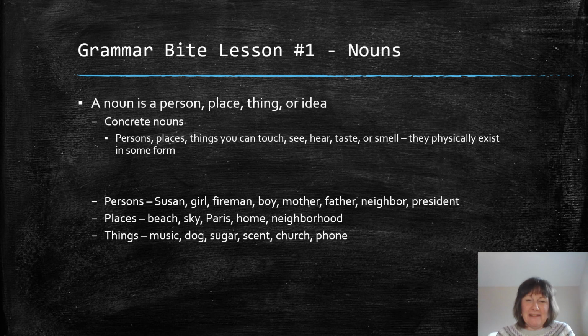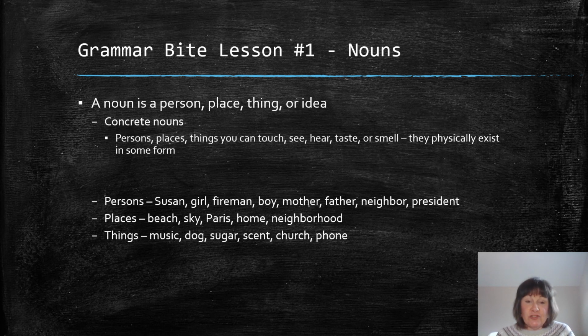Sugar is a thing, and that's something that we can usually see or touch or even taste before we put it into a recipe. Once we put it into a recipe, we may not be able to see it or touch it anymore, but we can usually taste the sweetness of that sugar, and we can say, oh, I taste the sugar that's in there, because we know it's physically in there. Scent would be a smell that we can smell. Because that odor or that scent or that smell physically exists and we are experiencing it with one of our five senses, we know that it's a concrete noun.